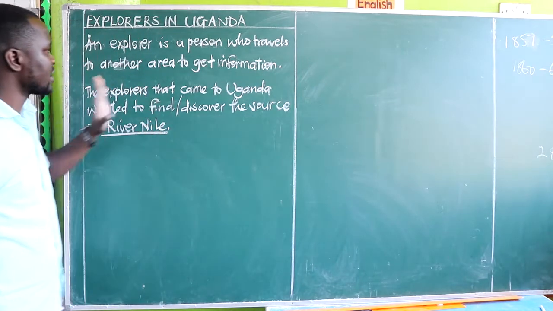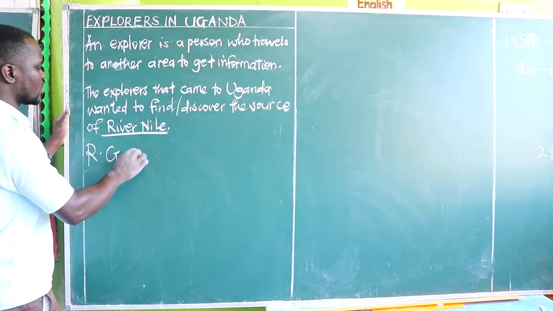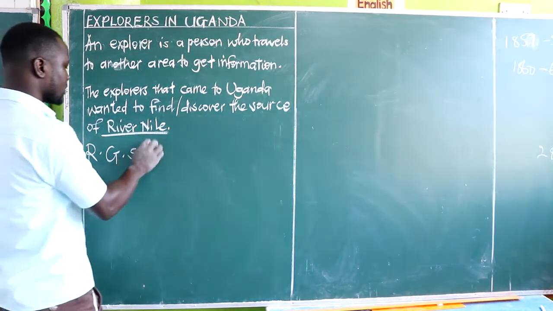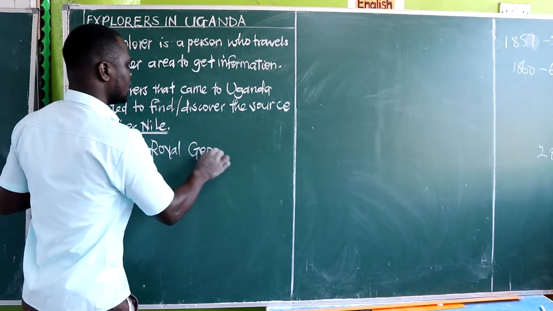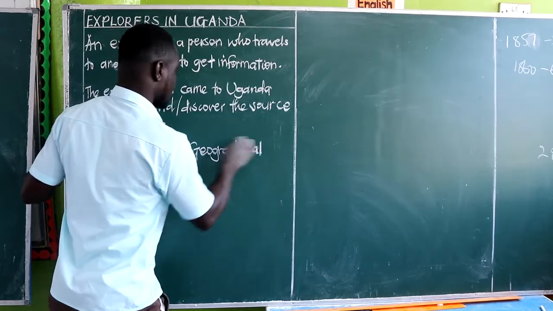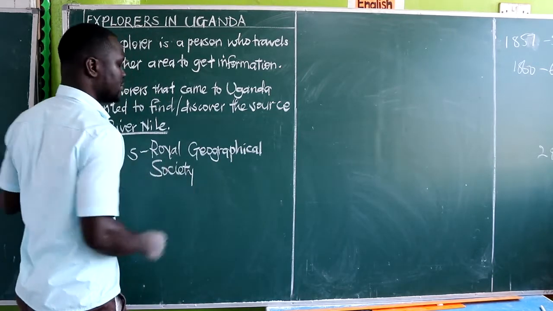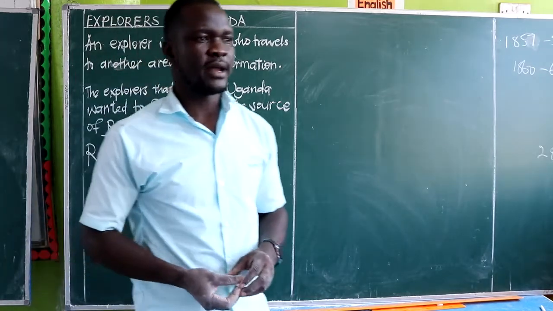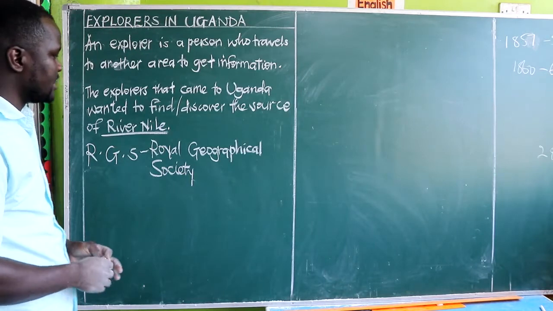These explorers were mainly sent by what we call the Royal Geographical Society, RGS, Royal Geographical Society. It is the one that paid for the trips. It is the one that sponsored the journeys that these explorers made to Uganda.